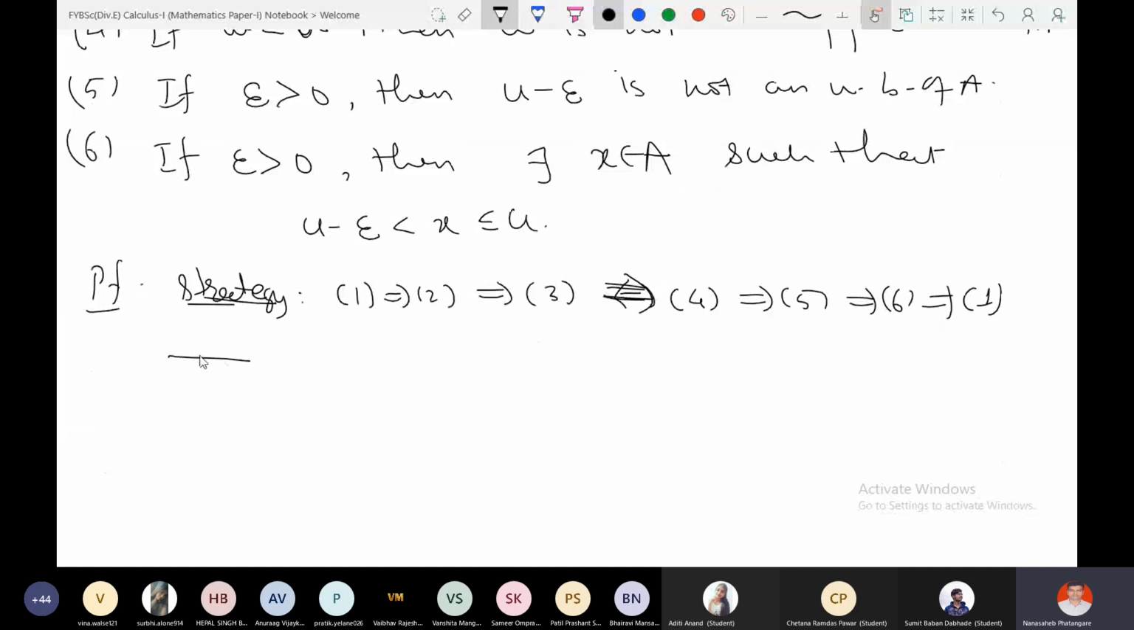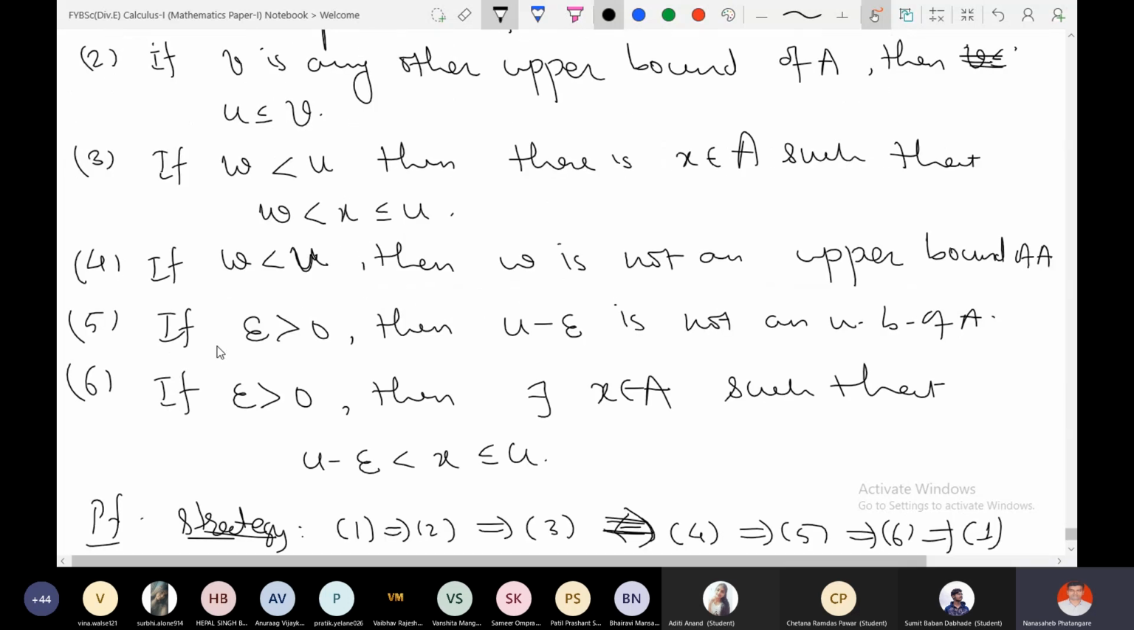If you look at any upper bound, suppose U is a supremum, then any other upper bound is greater than or equal to U. That means if you look at W, W cannot be an upper bound. W cannot be an upper bound means what?